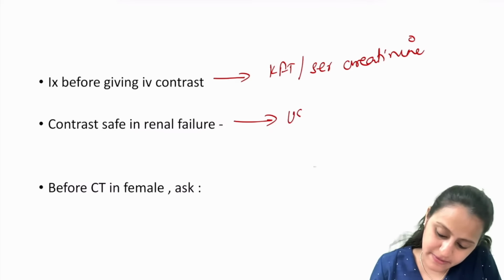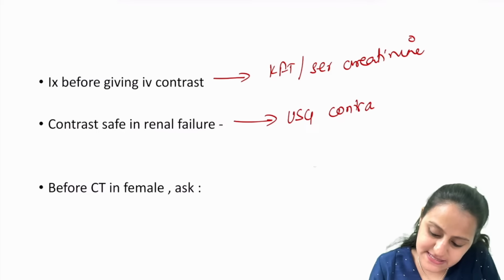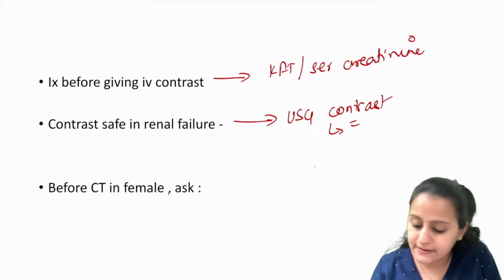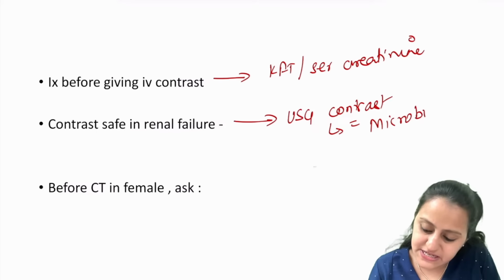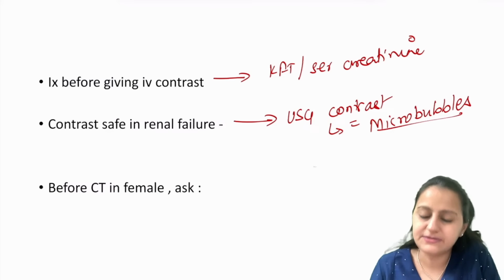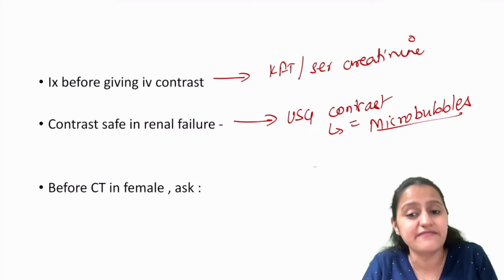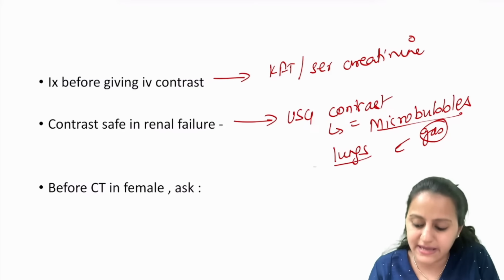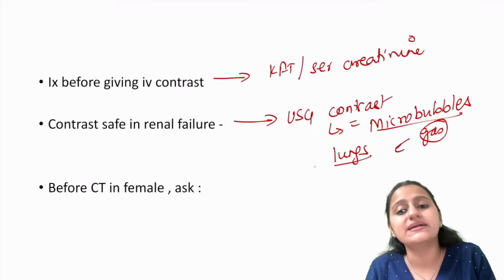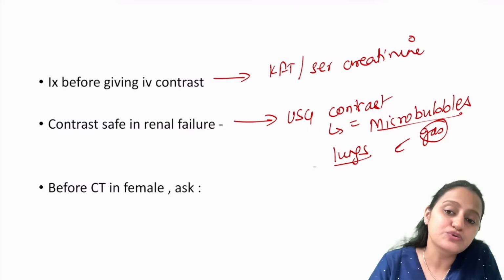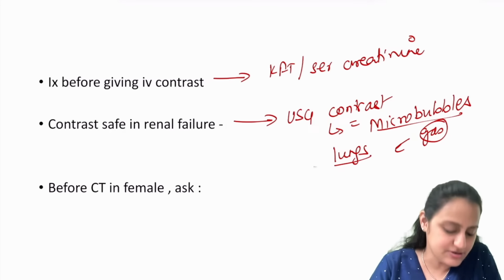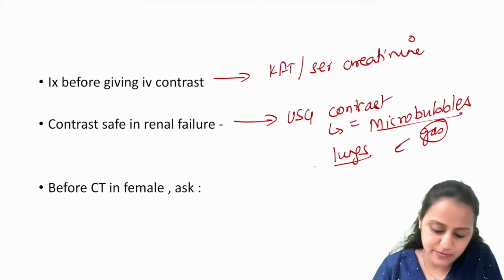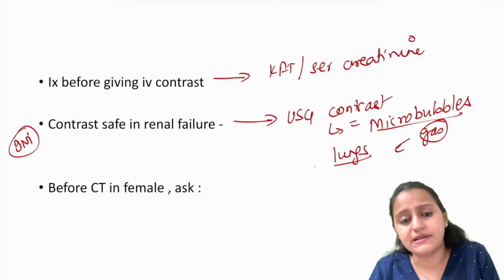Very good. Remember, USG contrast is safe in renal failure. What is the contrast that you use in USG? Contrast that we use in USG is microbubbles, microbubbles of sulfur hexafluoride gas. Remember, the gas is going to be excreted via the lungs, not via the kidney. And that is why you can do CEUS, contrast enhanced ultrasound, in renal failure. This has also been asked in one of the INI-CET exams, I believe.